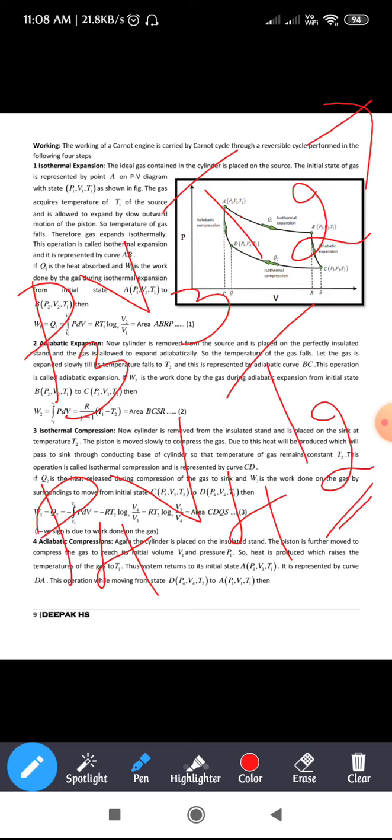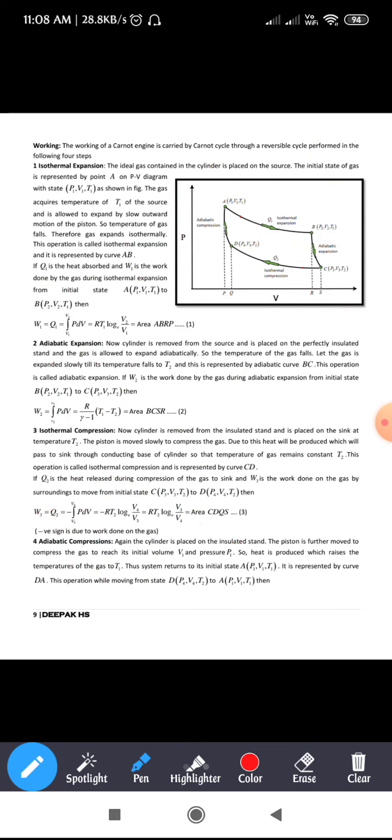Since the work is done on the system, the work done comes out to be negative. That is denoted by W3 is equal to Q2 is equal to minus integral of V3 to V4 PdV, that is equal to minus RT2 log base e.